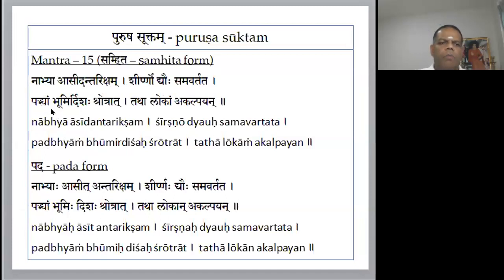The next word is bhumir dishaha. The bhu is also to be aspirated because it's the fourth letter in the pavarga. Shrotrat, there are no aspirated letters. Tatha, the tha is the second letter in the tavarga, so it has to be aspirated. Lokam akalpayan, there are no aspirated sounds, so it should be okay.